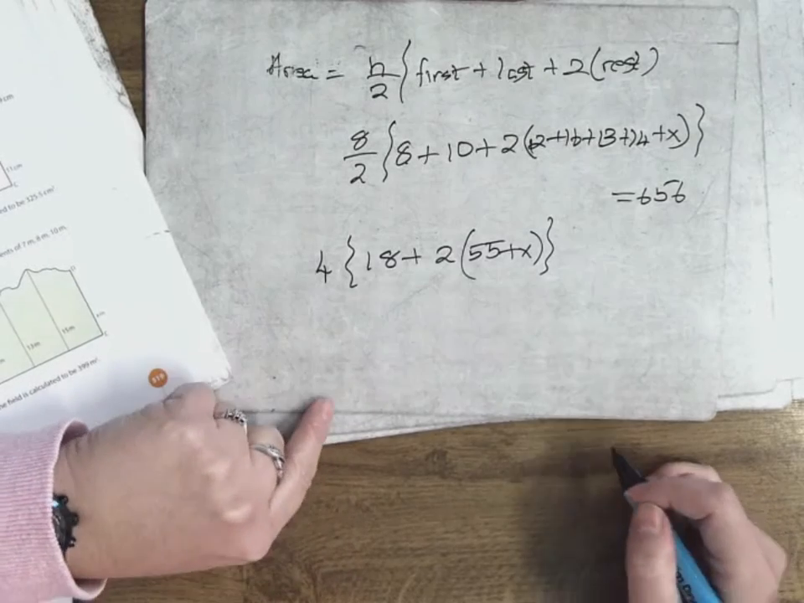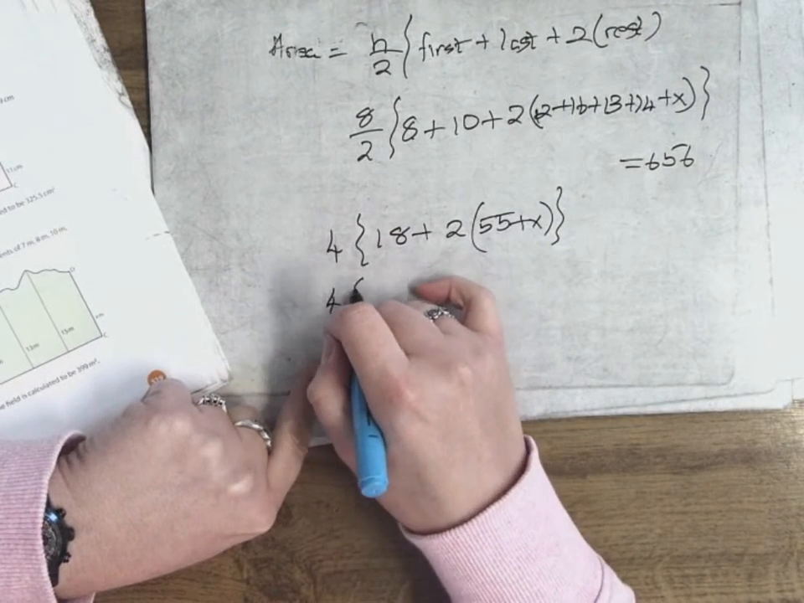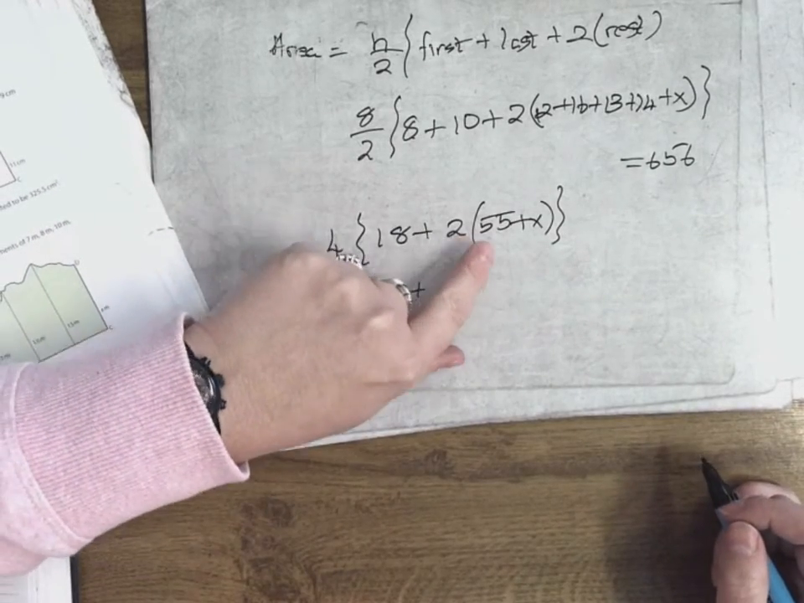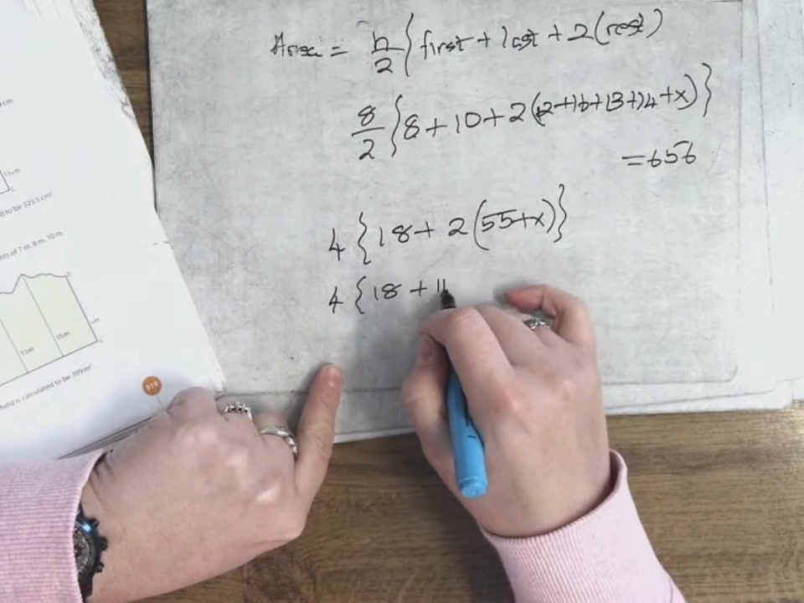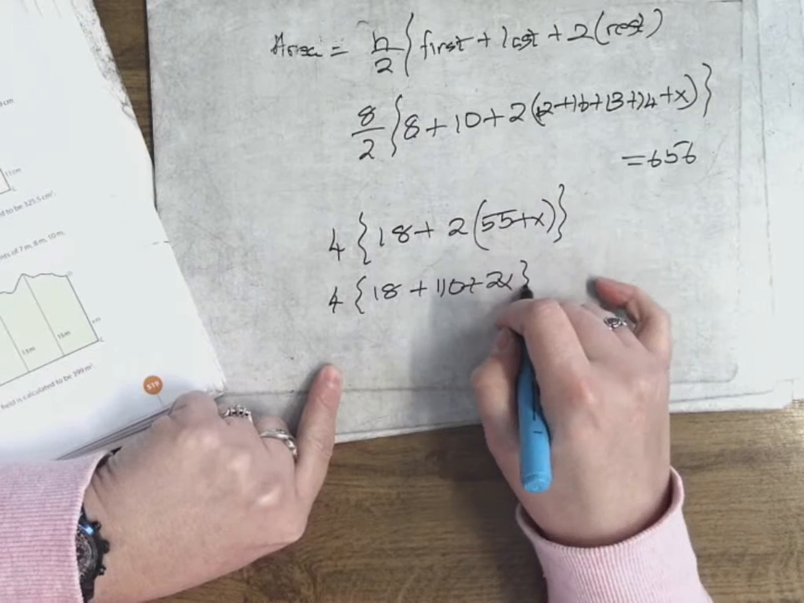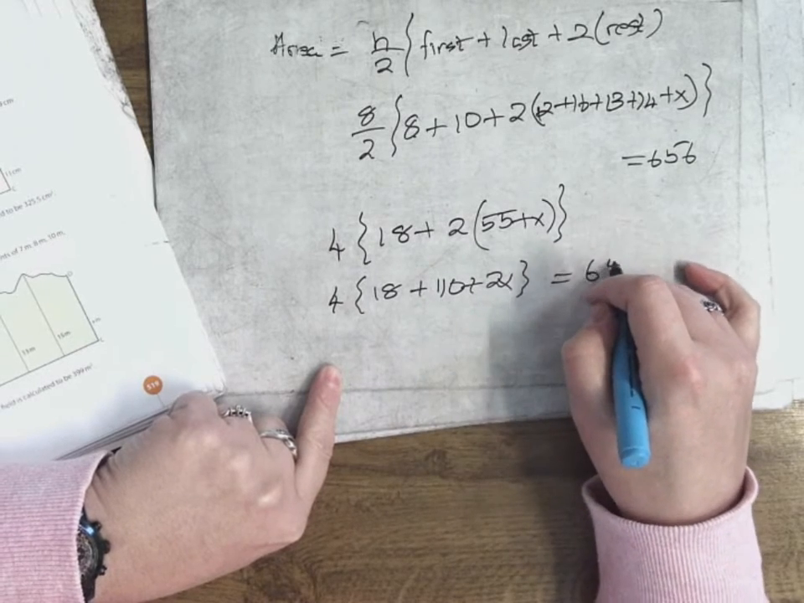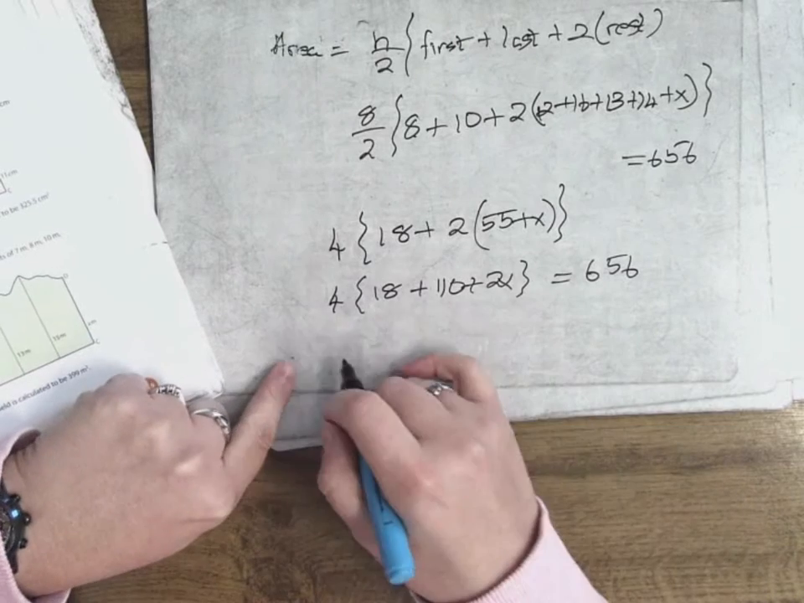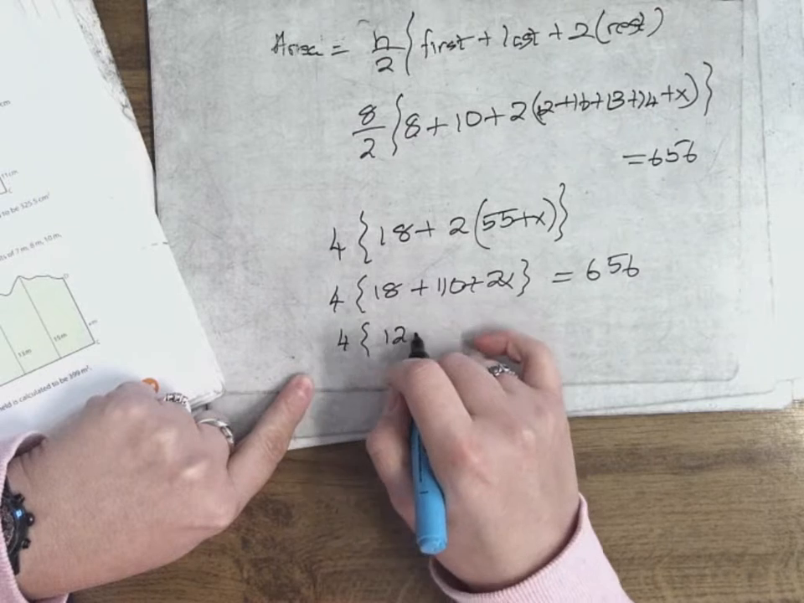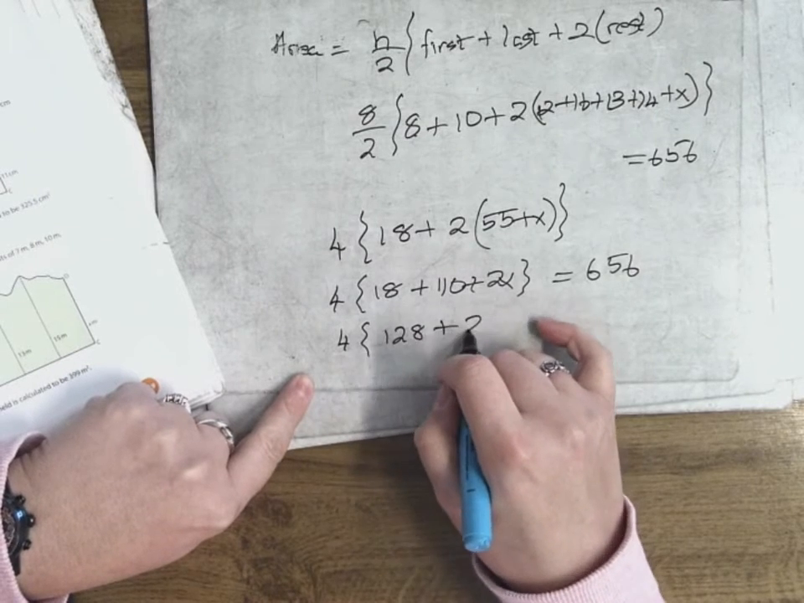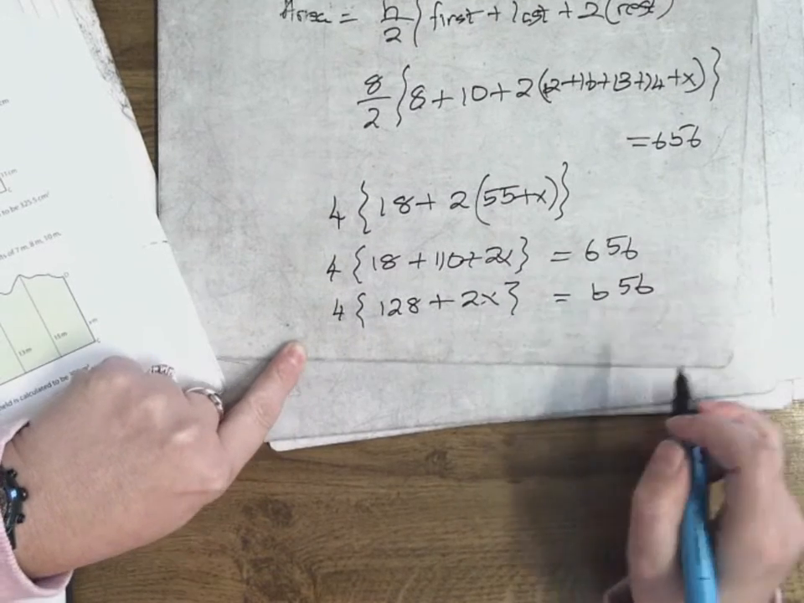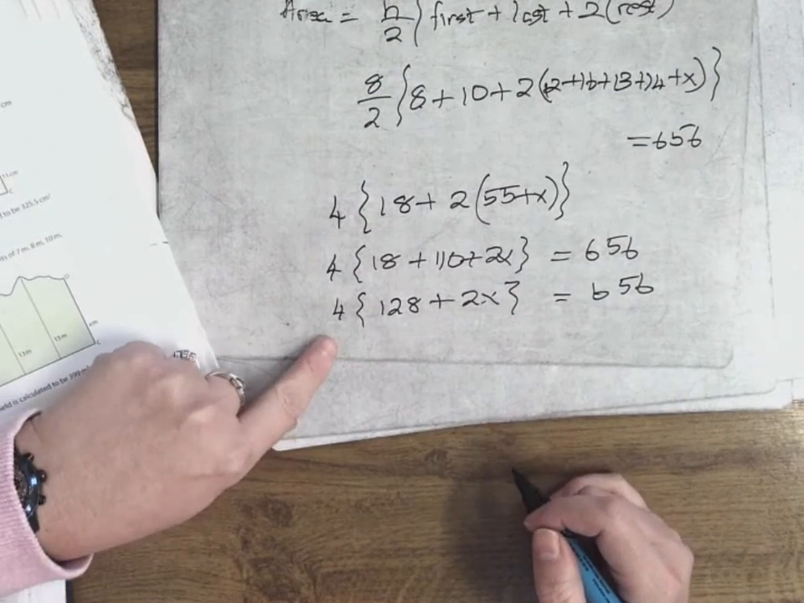Right? So that's 4 bracket 18 plus, now I can multiply into this bracket by 2, can't I? 2 by 55 is 110. 2 by x is 2x. Agreed? And we know the answer is going to be 656. Now inside this bracket, I can add 18 and 110, can't I? 18 and 110 makes 128. Add 2x equals 656. What can I do with this 4 outside the bracket?